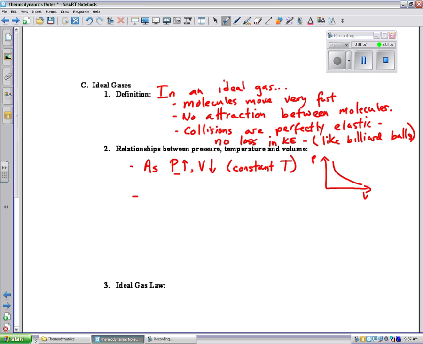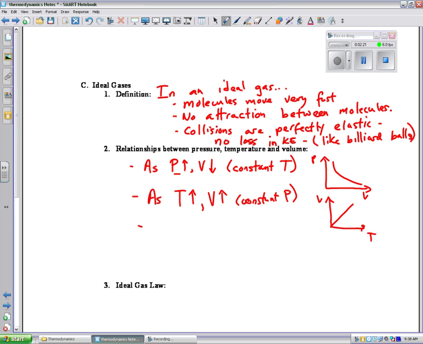Now, secondly, as temperature increases, the volume is going to increase, assuming constant pressure. So as temperature goes up, volume is going to go up. They're directly related. It's going to look like that.